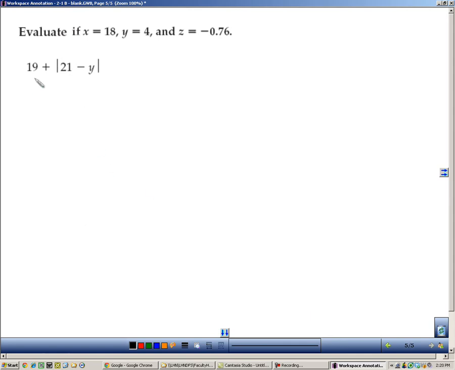Last one in this group says 19 plus the absolute value of 21 minus y. Y is said to be a 4. We do what's in the absolute value bars first. 21 minus 4 is 17. Absolute value of a positive stays positive. So 19 plus 17 is 36.